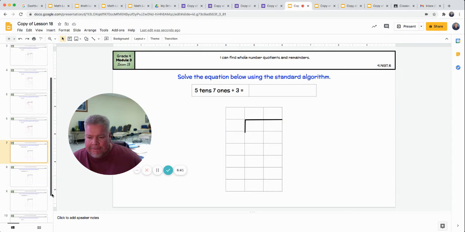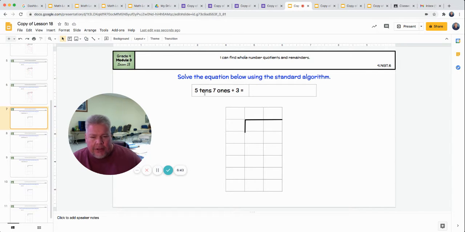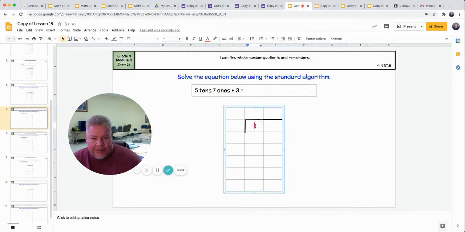All right, moving right along. Now look, you're going to have some problems that are written a little differently. 5 10s and 7 1s divided by 3. Well, let's just put a 5 in the 10s place. 7 in the 1s place. It's not that hard, is it? Divided by 3. Okay, same thing.